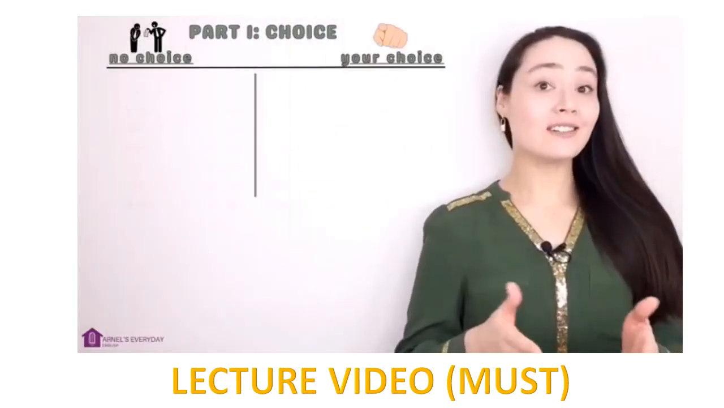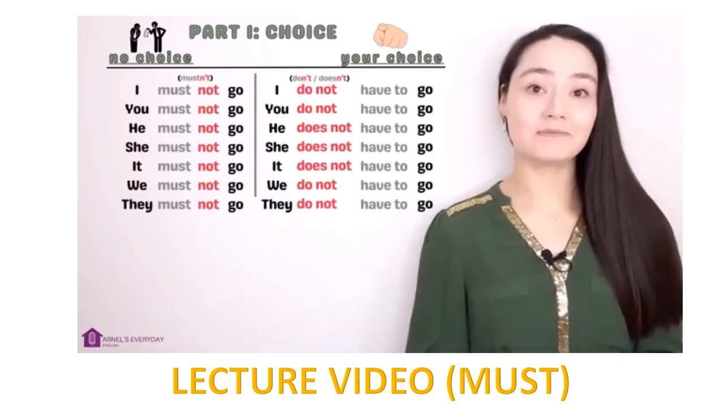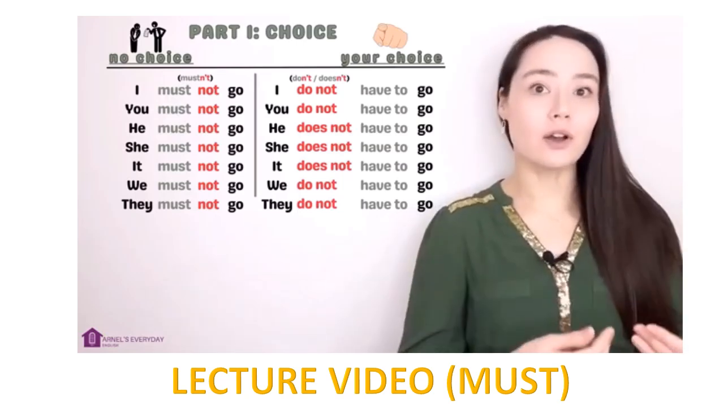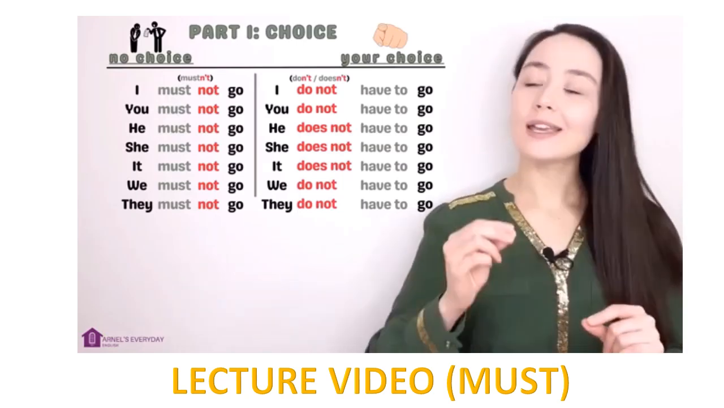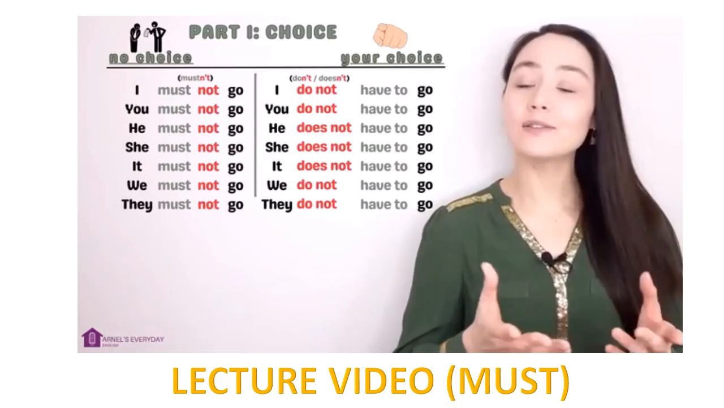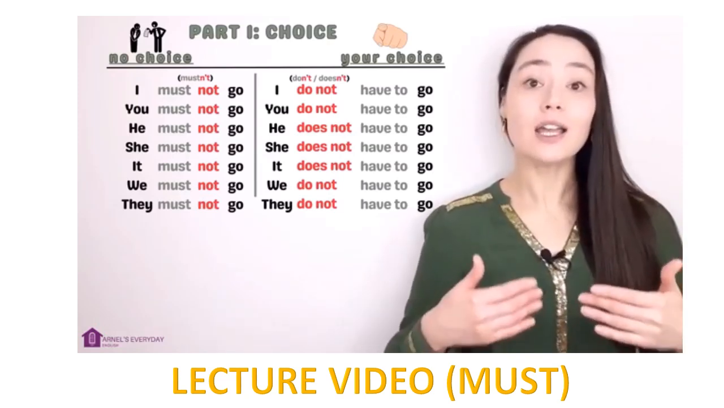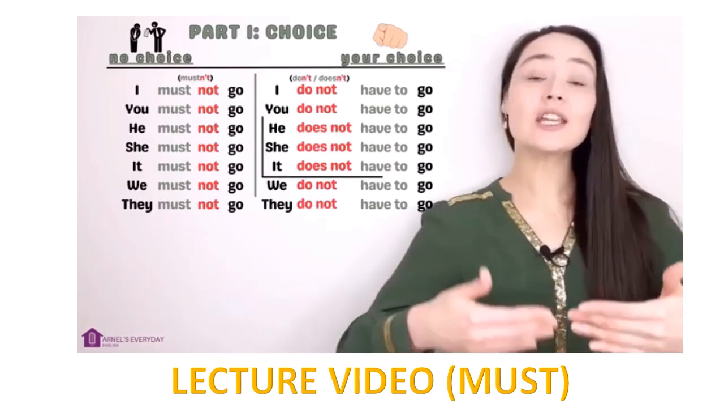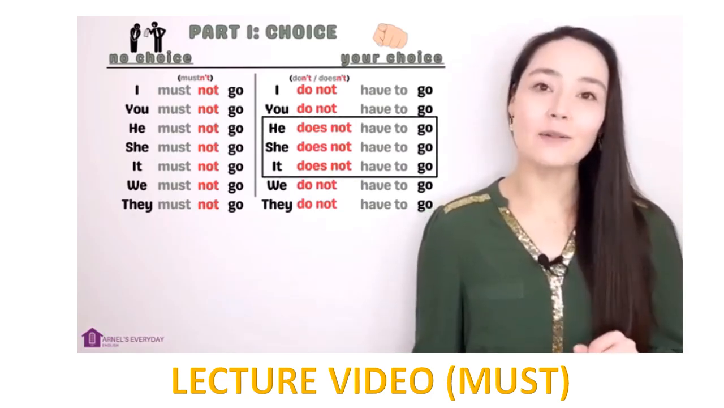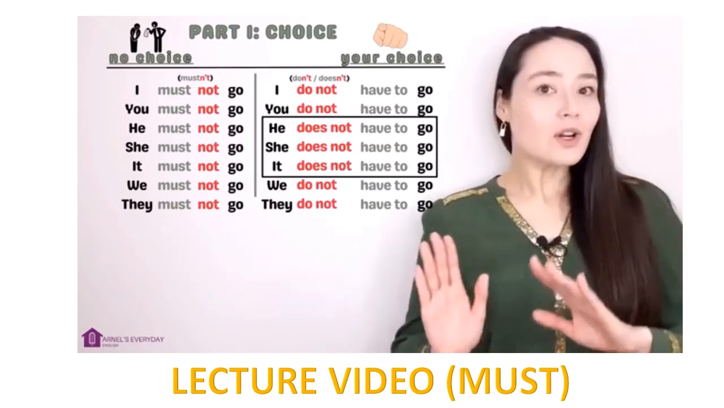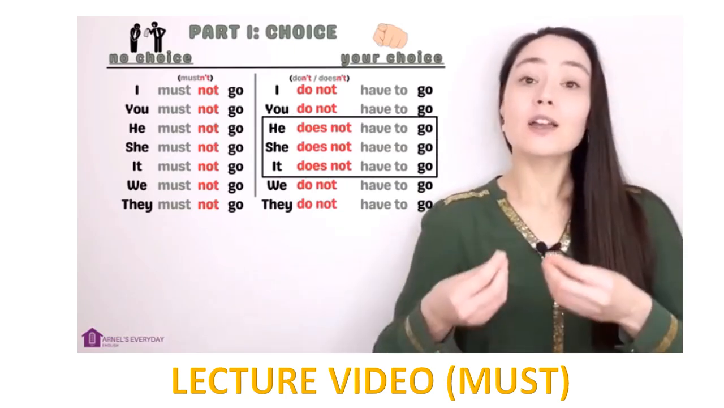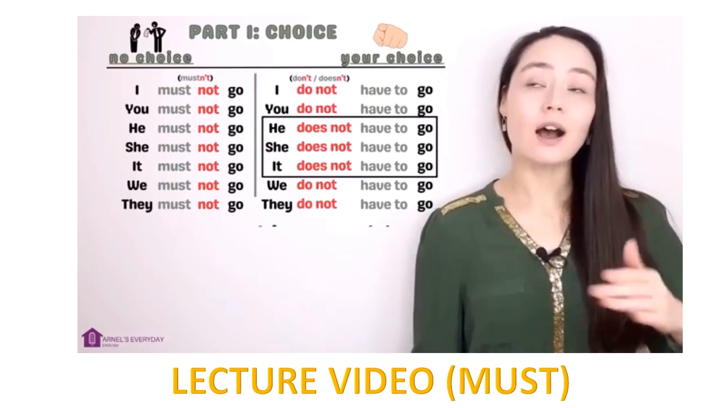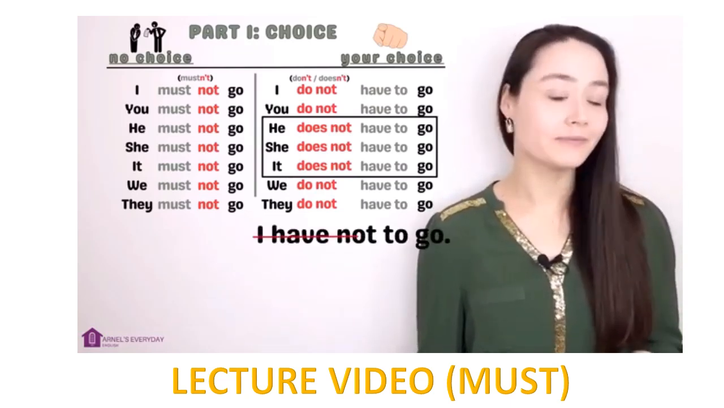Things change in the negative. Take a look. You can see, I must not go. You must not go. He, she, it must not go. The forms don't change. I do not have to go. You do not have to go. He, she, it does not have to go. Remember that does. The correct structure is subject, do not have to plus base verb. We do not say, I haven't to go.